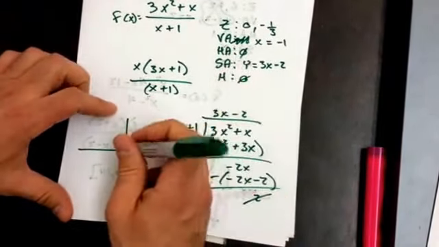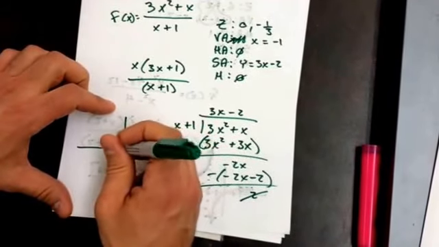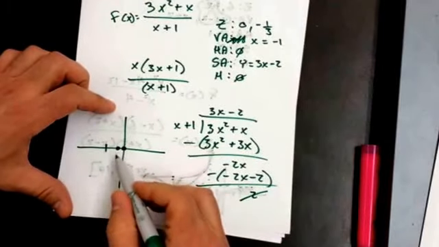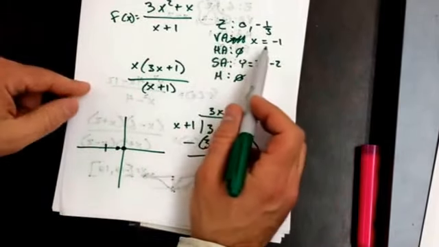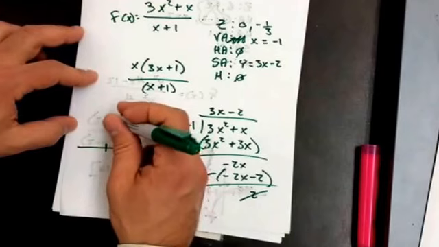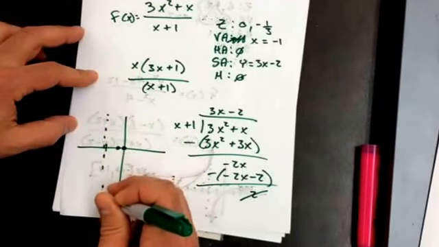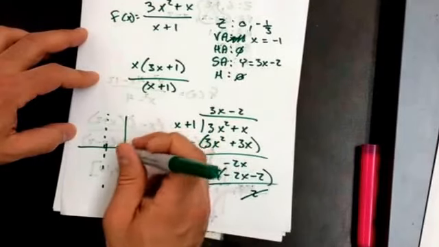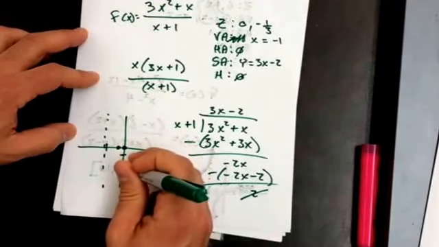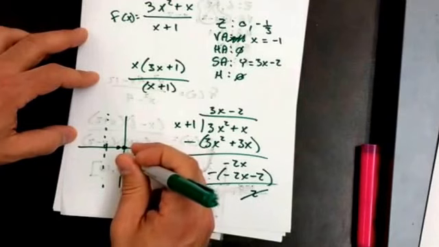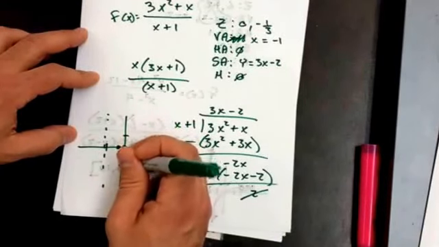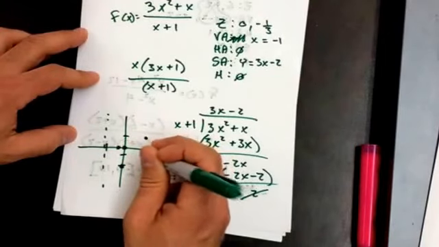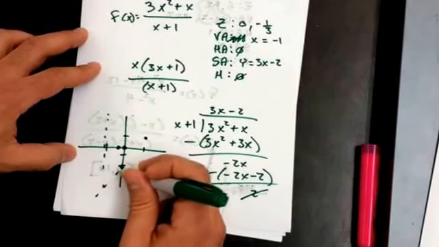So I have a 0 at 0 and negative 1/3. So I'll make that negative 1. So this is negative 1/3. It's going to cross at both of these points. I have a vertical asymptote at x equals negative 1. So this guy is going to come up and down right here. And I have a slant asymptote at y equals 3x minus 2. So start at negative 2, go up 3: 1, 2, 3, and over 1. And then make this dashed line.